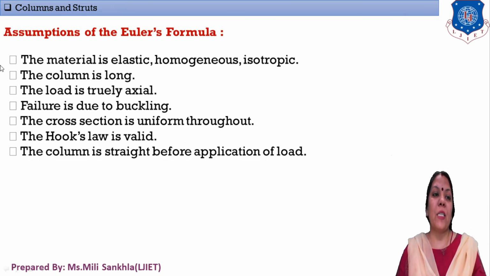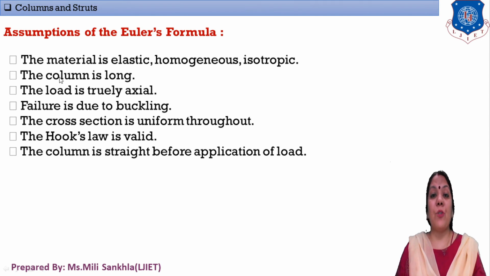Now next, what are the assumptions of Euler's formula? Here we find the load on a column by Euler's formula and Rankine's formula. First of all we derive the formula. What is Euler's formula, and what assumptions are made in its derivation? Because any derivation depends on assumptions.